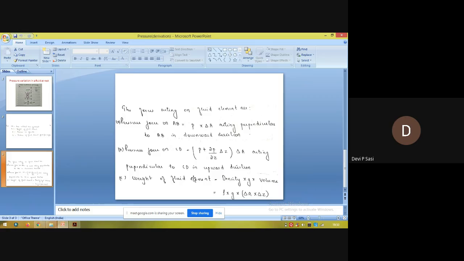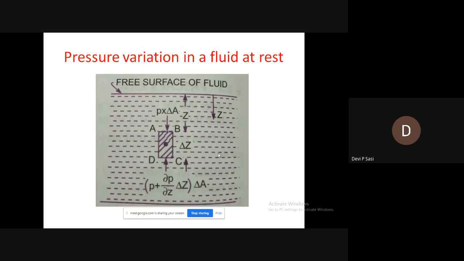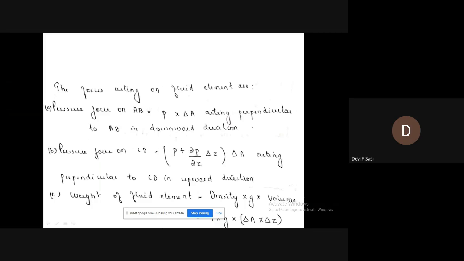So instead of writing W is equal to mg, we are writing weight of fluid element is equal to density into g into volume. What is density? Rho. And what is volume here? Delta A is the area and delta Z is the height of the fluid element, so volume will be delta A into delta Z. So the weight of the fluid element will be rho into g into delta A delta Z.